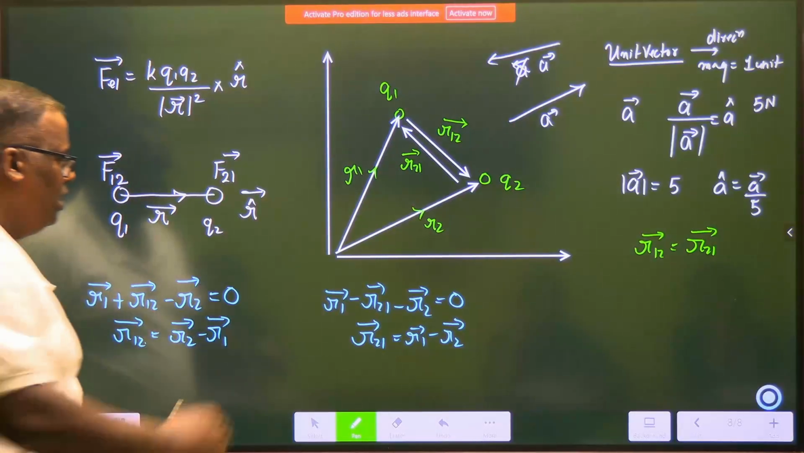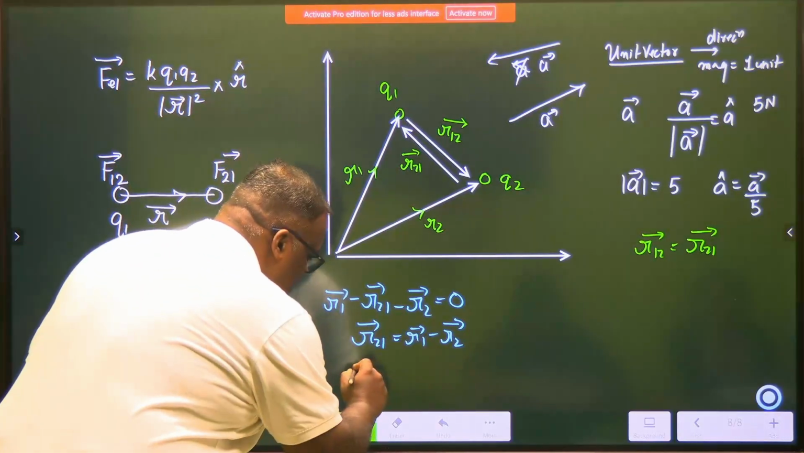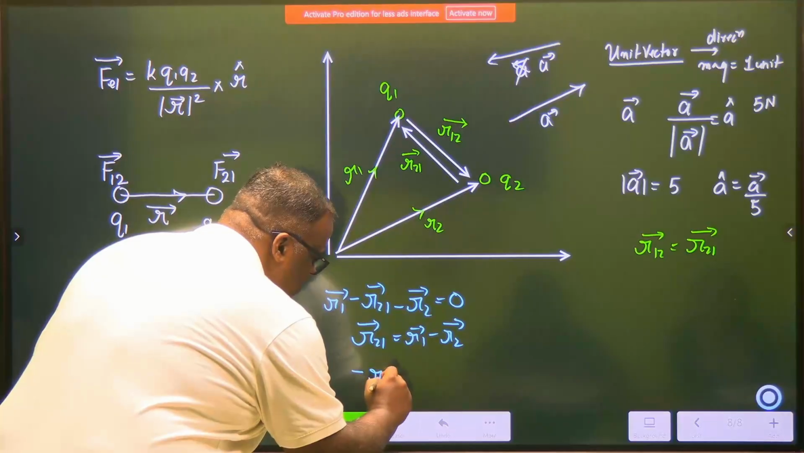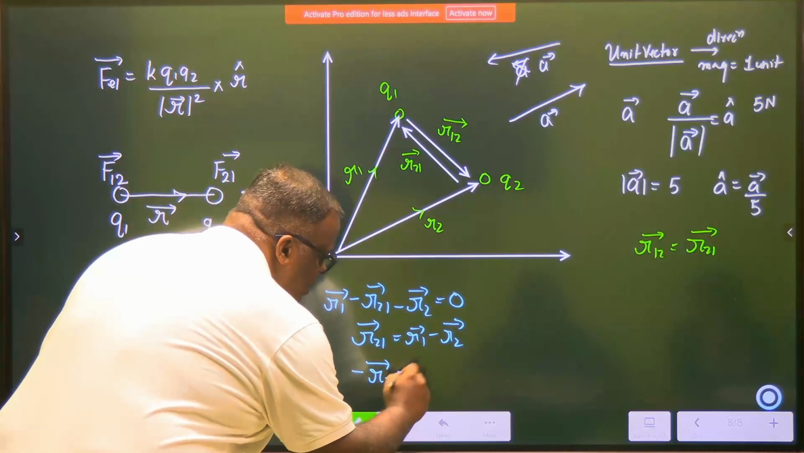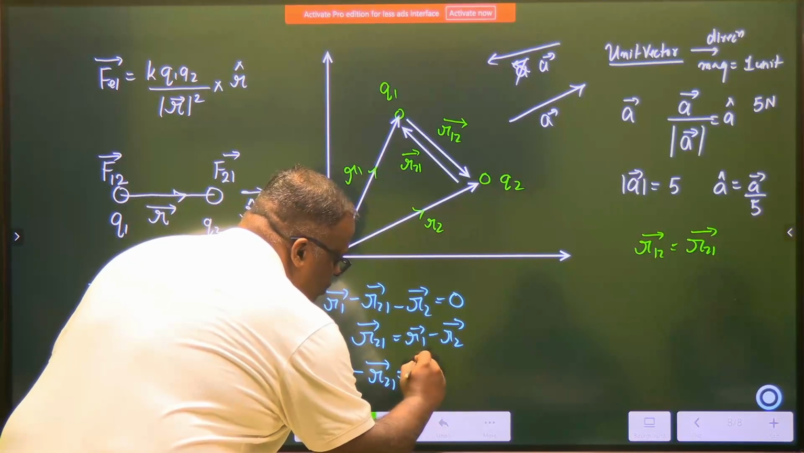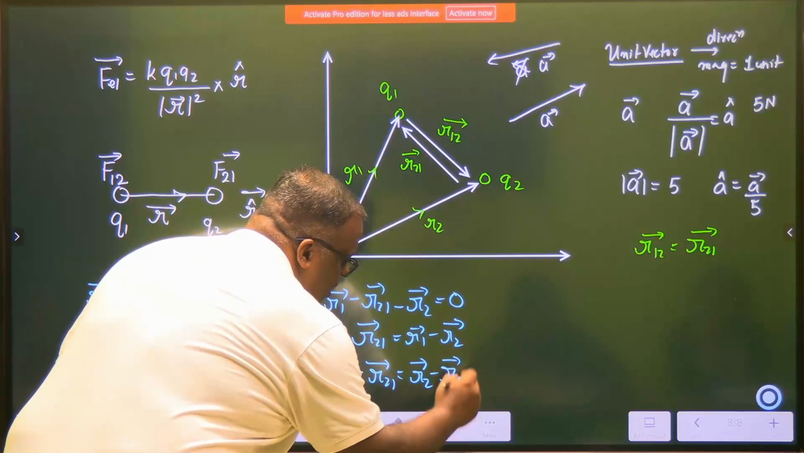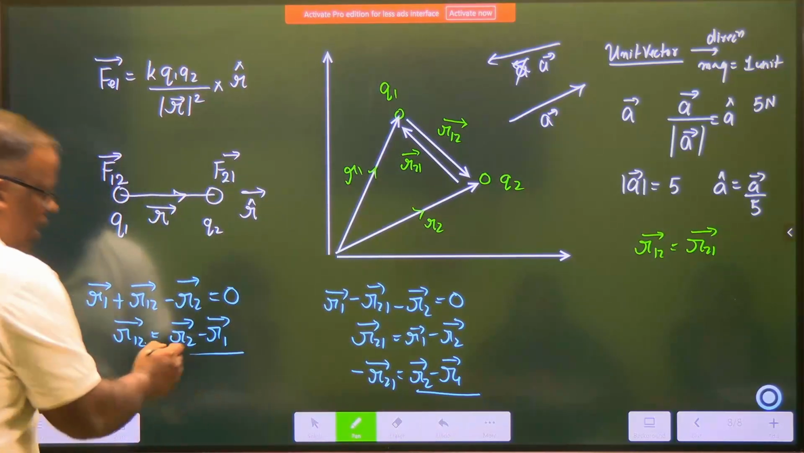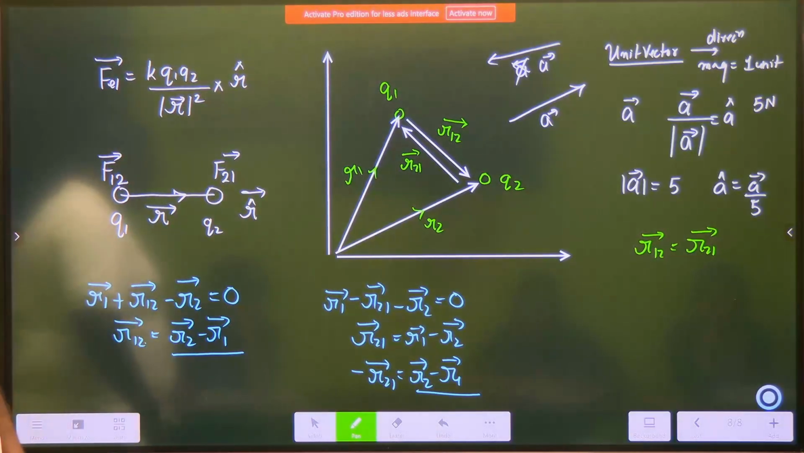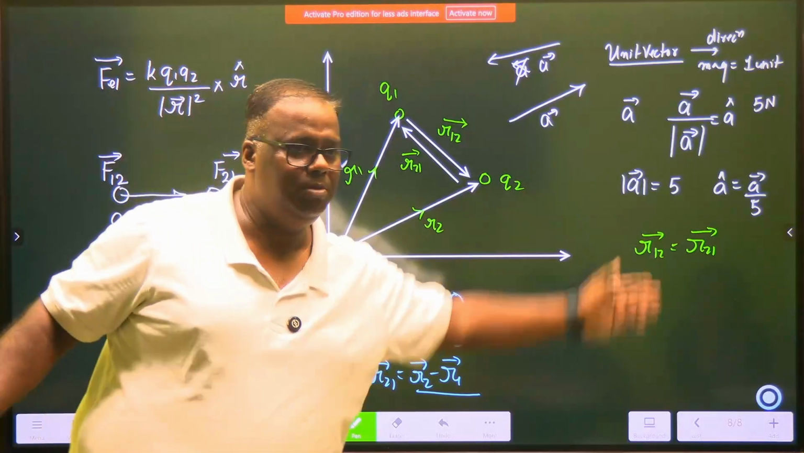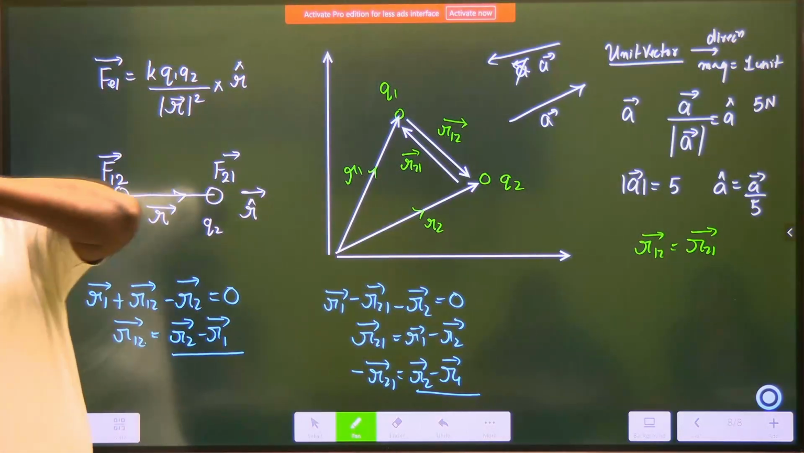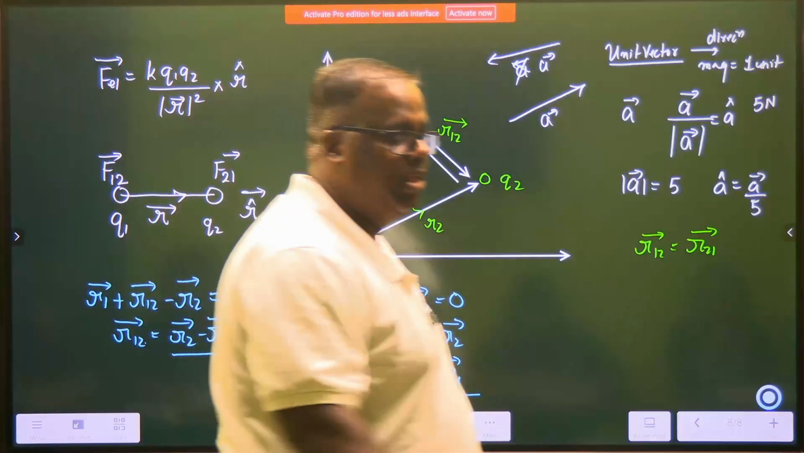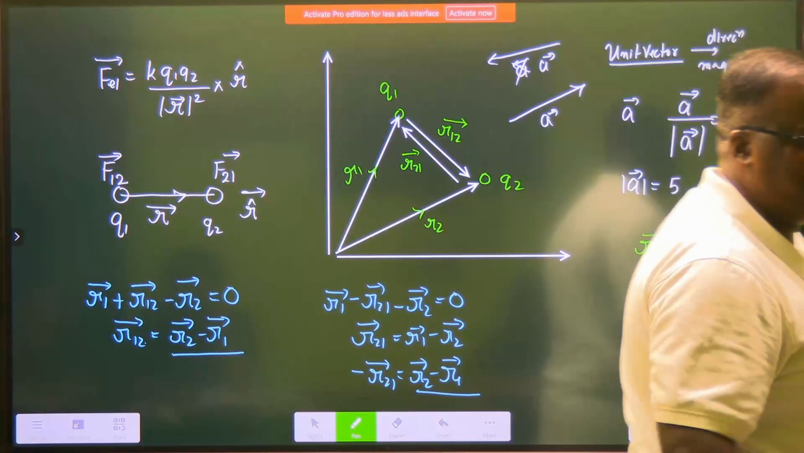R12. Okay. Now multiply both sides by minus 1. This is negative R21 is equal to R2 minus R1. Now just put your eyes on these two. Are the RHS same? Yeah. Then the LHS should be same. Beyond this, we'll do in next class.